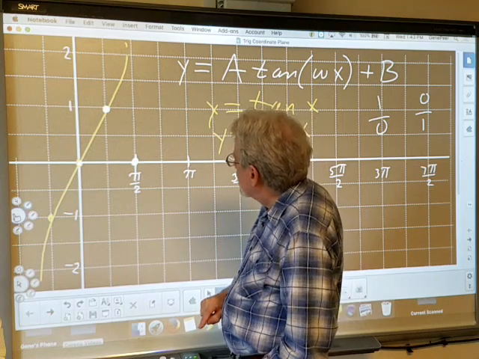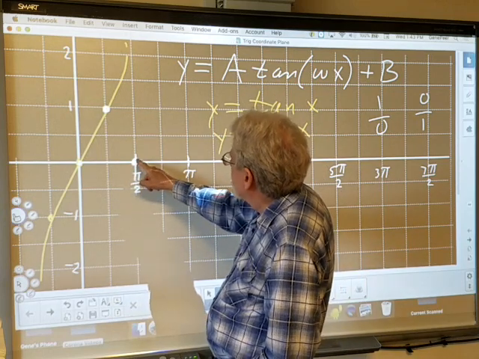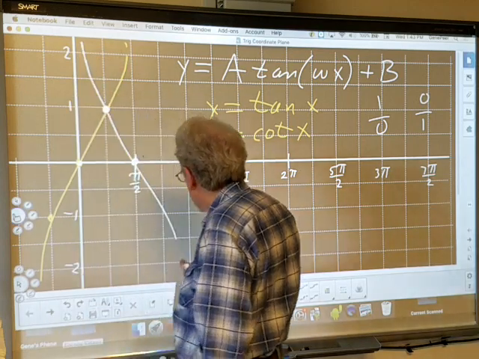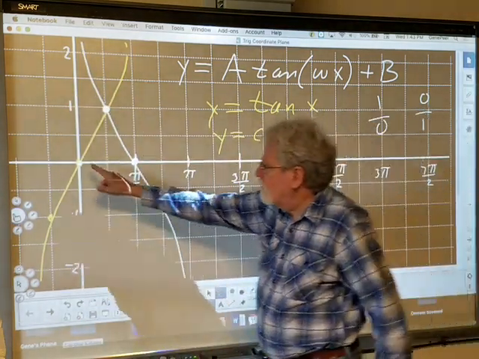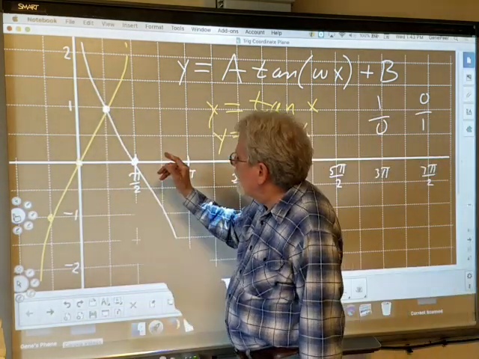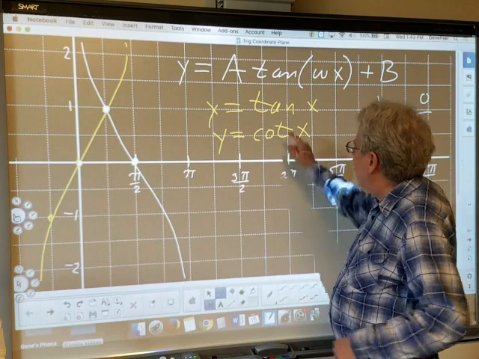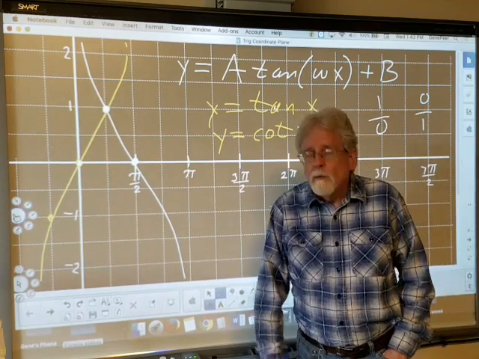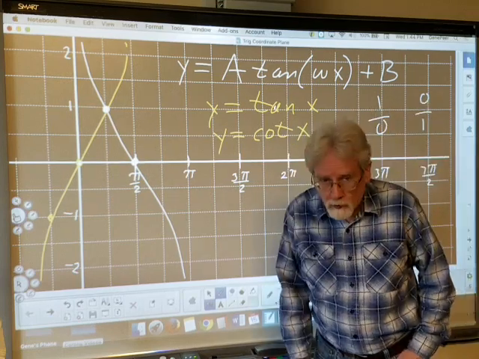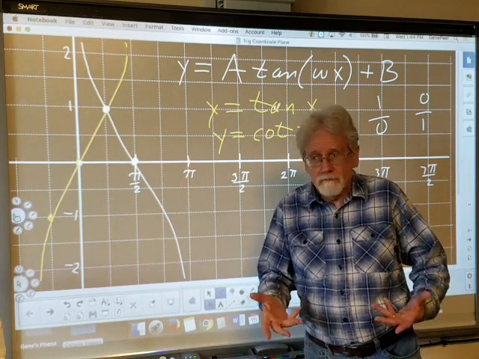So what does this end up looking like then? It looks kind of weird. Did I put this in the... Yes, I did. That's in the right place. So it looks like this. The points that used to be zeros for tangent become asymptotes for cotangent. And the points that used to be asymptotes for tangent become zeros for cotangent. So every place where tangent gave us a 0, we put an asymptote instead. And every place where tangent gave us an asymptote, we put a 0 instead. The asymptotes and the zeros swap places.